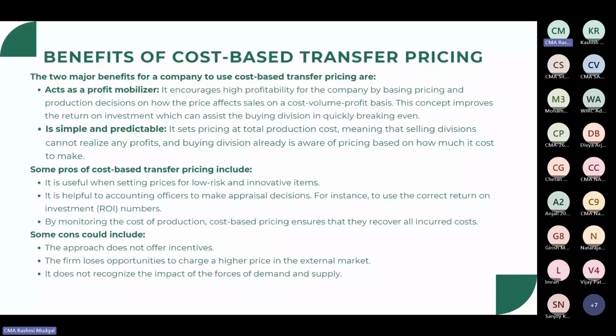It sets pricing at the total production cost, meaning that the selling division cannot realize any profits, and the buying division is already aware of the pricing based on how much it costs to make. Next are some pros of cost-based transfer pricing. It is useful when setting up the prices for a low-risk and innovative item.